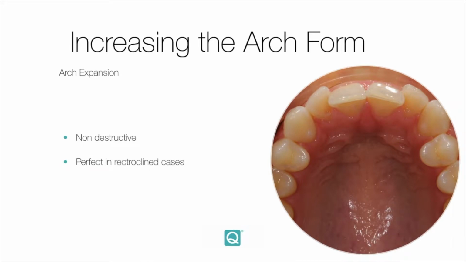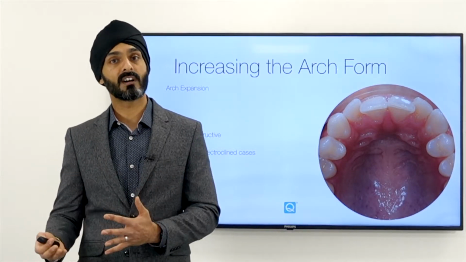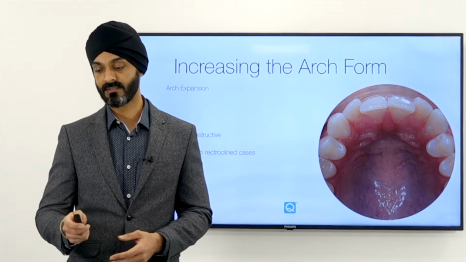The next thing is it's really effective in the cases where we have retroclined teeth. So classically a Class 2 Division 2 where we have retroclined incisors, this way will work really well. So it will mean you rely less on IPR and still get outstanding results.